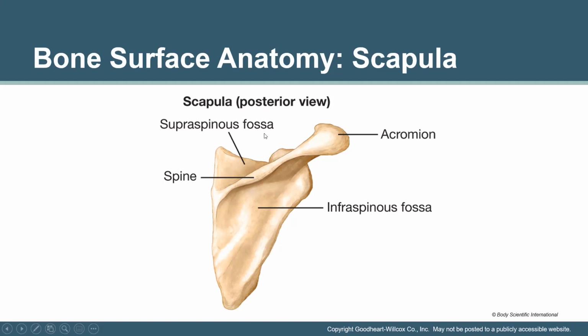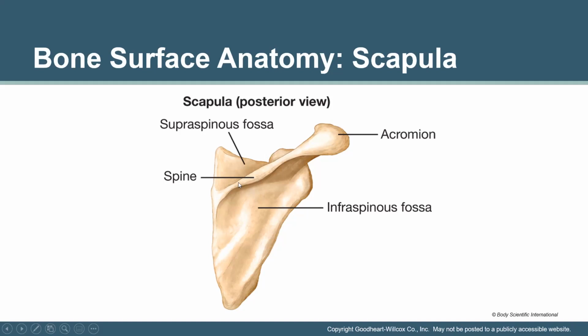Let's look at the words. First of all, a fossa tells us it's a depression. Supraspinous, supra, above. Or you could say bigger than, but I would say above, okay, above the spine, because we also have then delineated here the spine of the scapula. If you recall, a spine is a sharp, slender process.